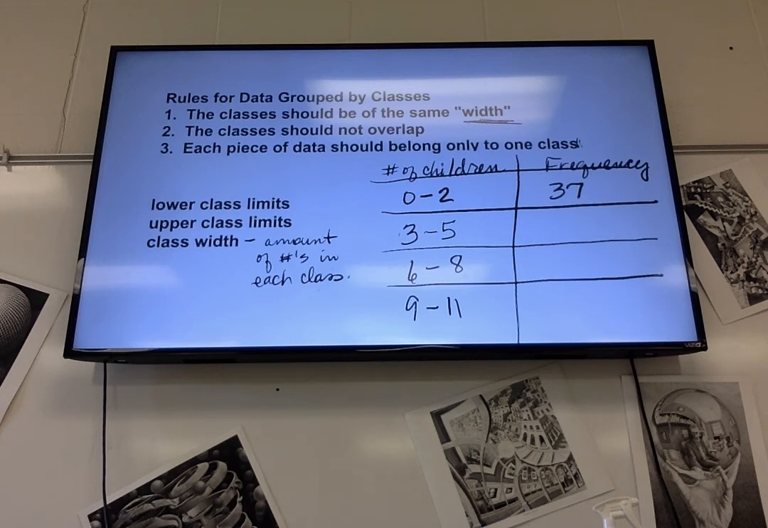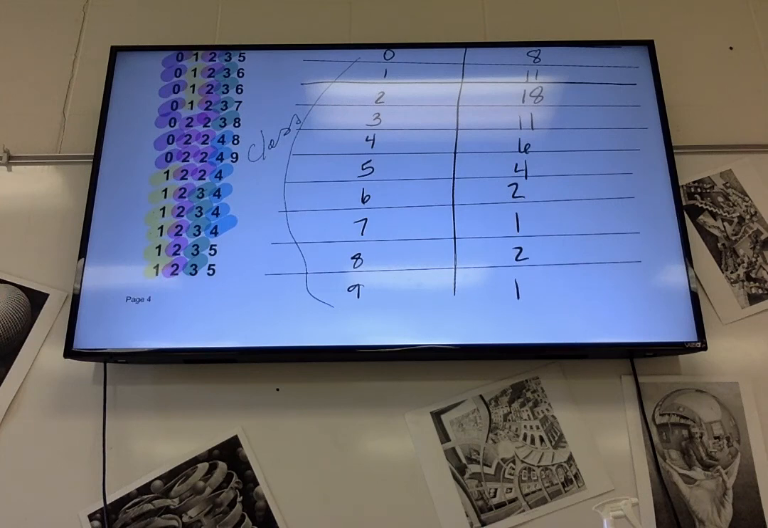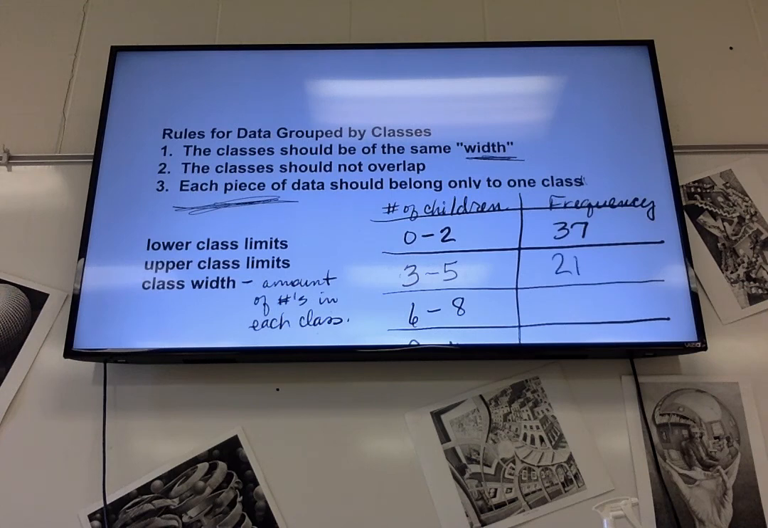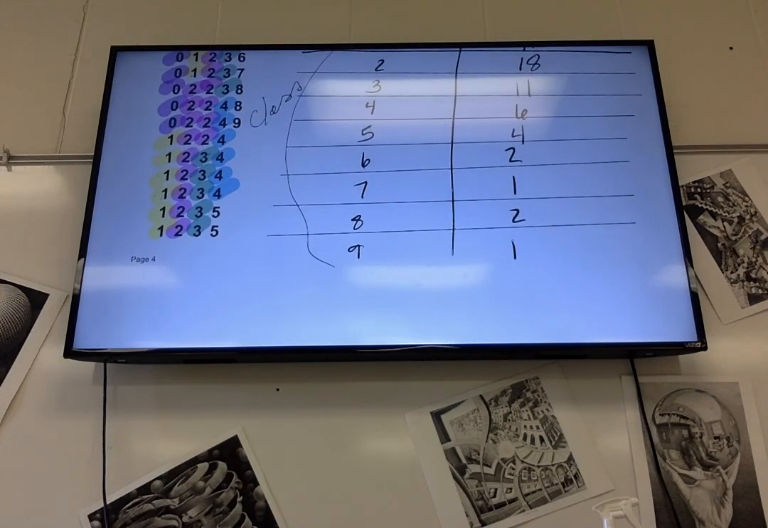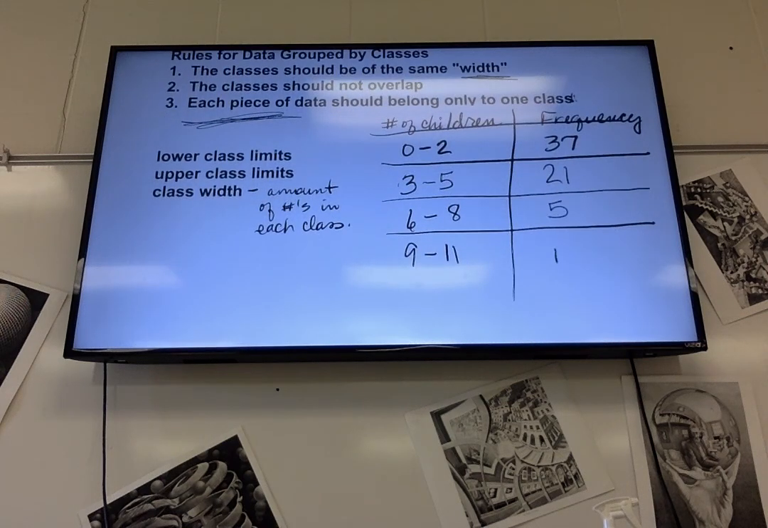They can't overlap. So if I end at 2 on one, I have to start at 3. And then that makes number 3 work. So each piece of data would never belong to more than one class. So 3 to 5 would be 21. 6 to 8 would be 5. Next one's 1. And I just got those by adding up those numbers.